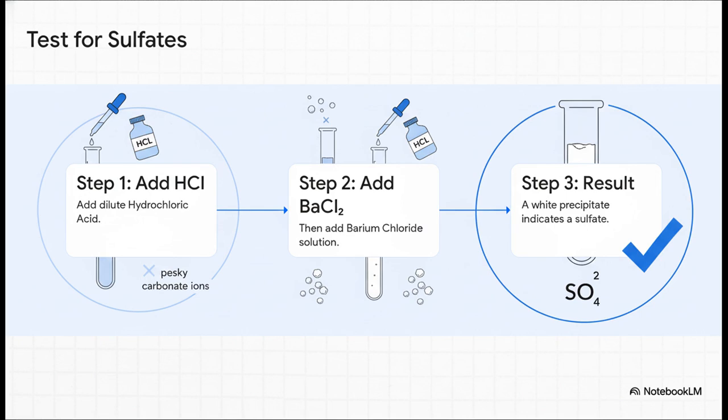Okay, next up, testing for sulfates. Now listen up, because the order you do things here is super important. First, you add dilute hydrochloric acid. Why?